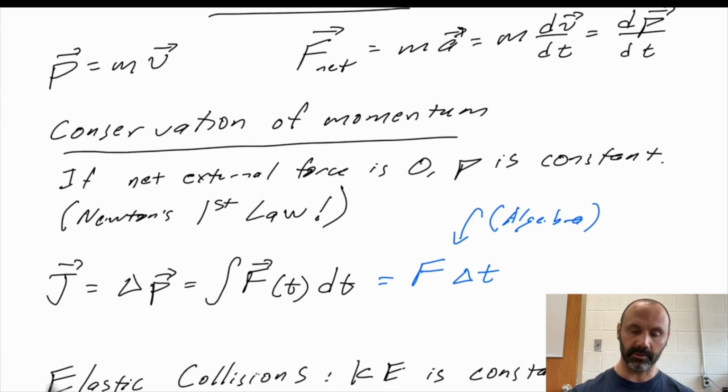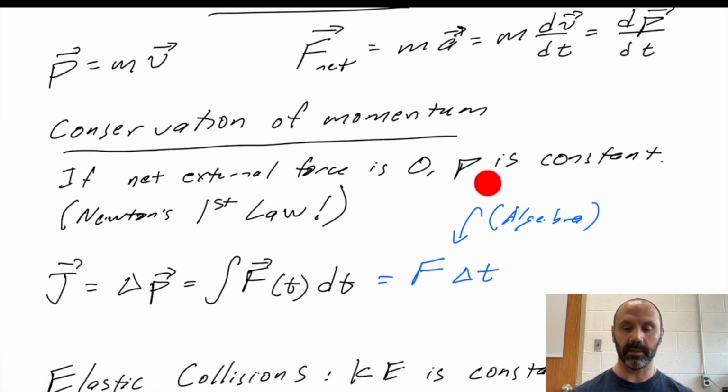Conservation of momentum. Here's the whole idea. If the net external force is zero, then momentum is constant. If you think about it, that's just Newton's first law. If the outside force is zero, then the velocity is constant. If the velocity is constant, the momentum is constant. Okay, and that's true for a single object. It's also true for a whole set of objects, which we'll see.